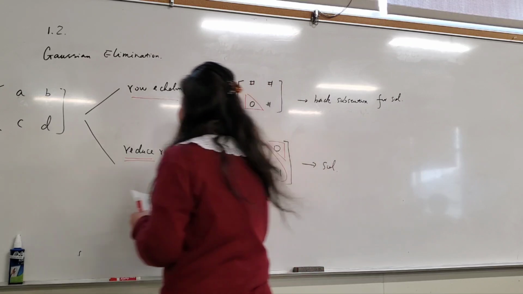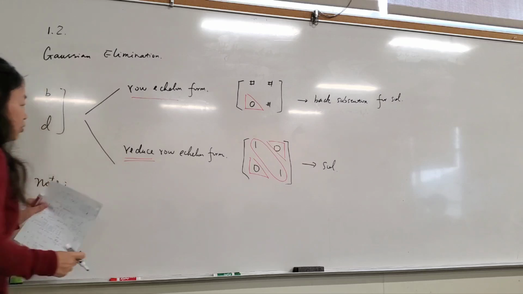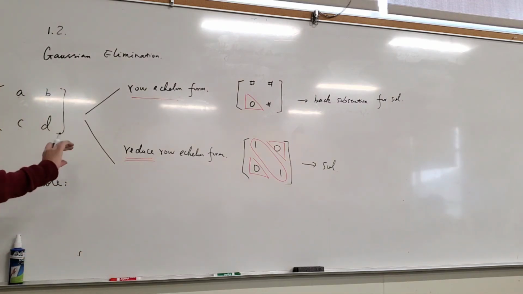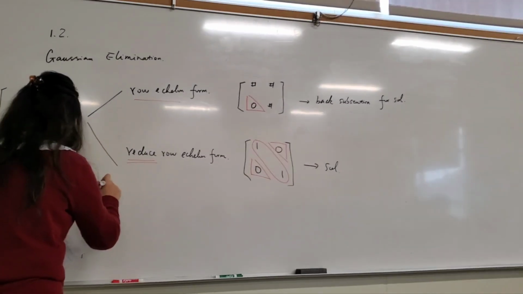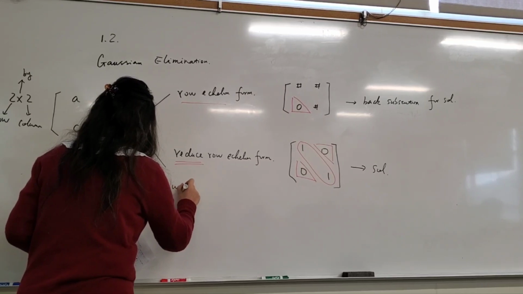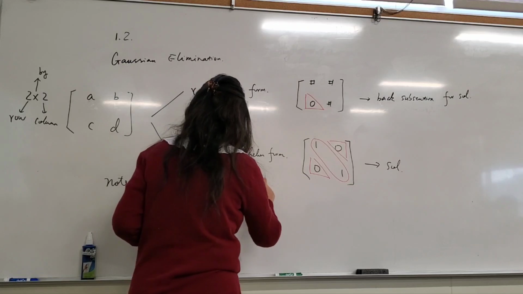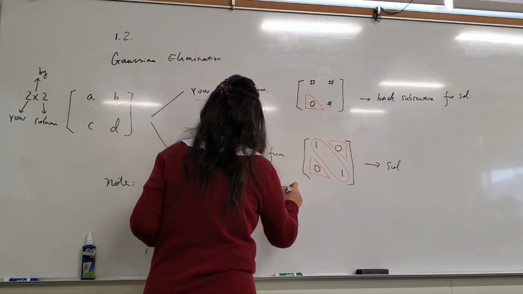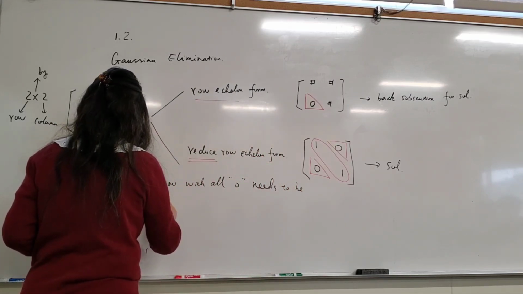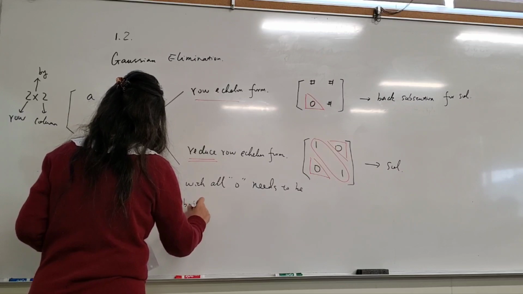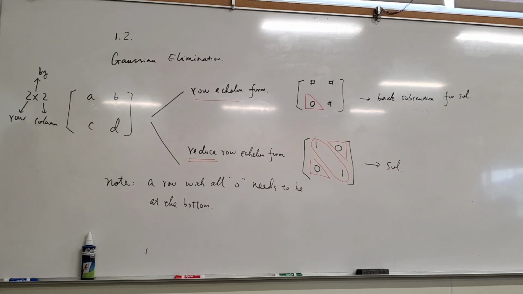Oh, one more thing. This is a note. The note is that if you have a zero in the whole row, that row has to be in the bottom. A row with all zeros needs to be at the bottom. So if your row is only zeros, then you've got to put it in the bottom.